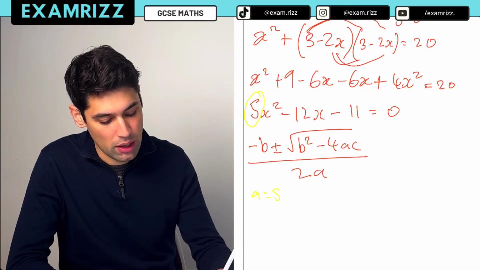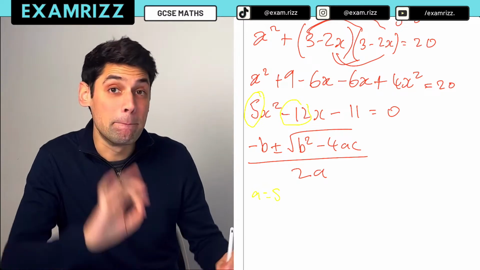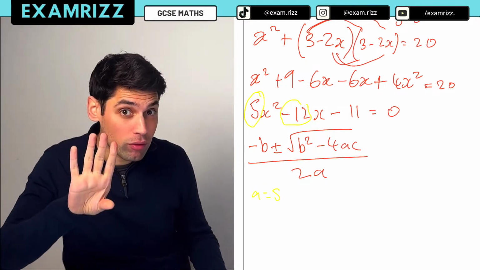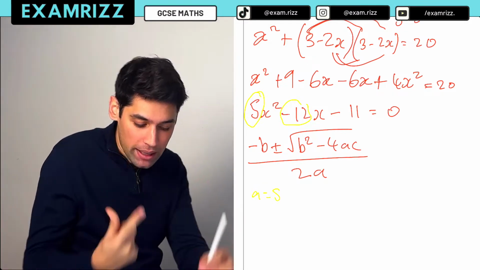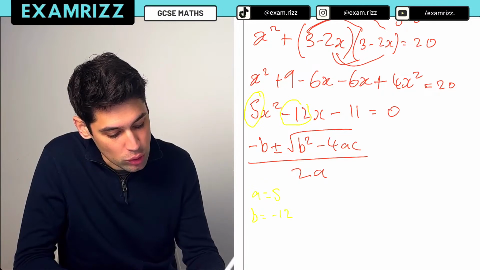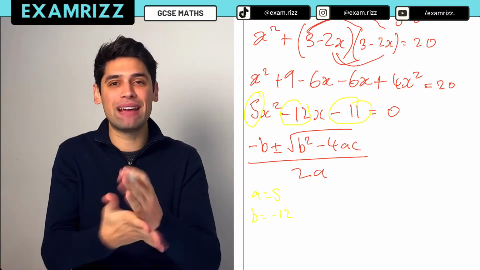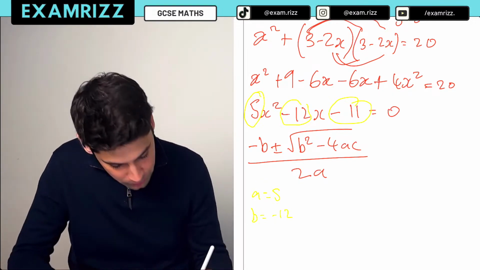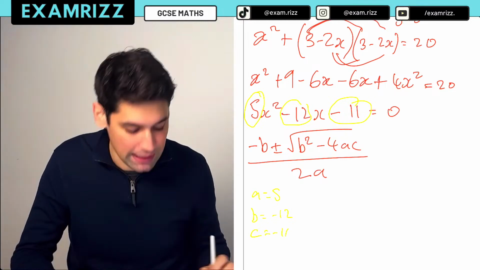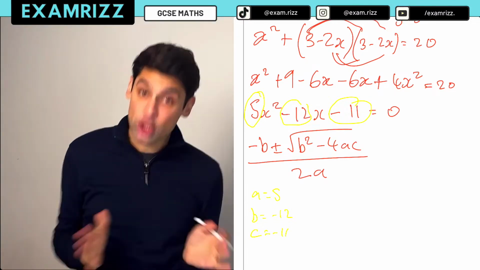A equals 5. B is going to be the minus 12. All right, not just 12. It includes the sign in front. It's a minus 12. B equals minus 12. And the C is the minus 11. Once again, including the sign before. C equals minus 11. Let's plug all this into that formula.